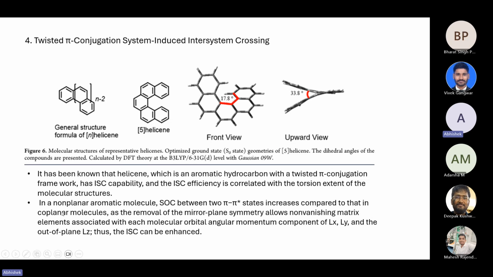In non-planar aromatic molecules, the spin orbit coupling between two pi star states increases compared to that in coplanar molecules. In this molecule, the removal of mirror plane symmetry allows non-vanishing matrix elements associated with each molecular orbital angular momentum, that is Lx, Ly, and out of plane Lz. Thus, in this way, ISC can be enhanced.